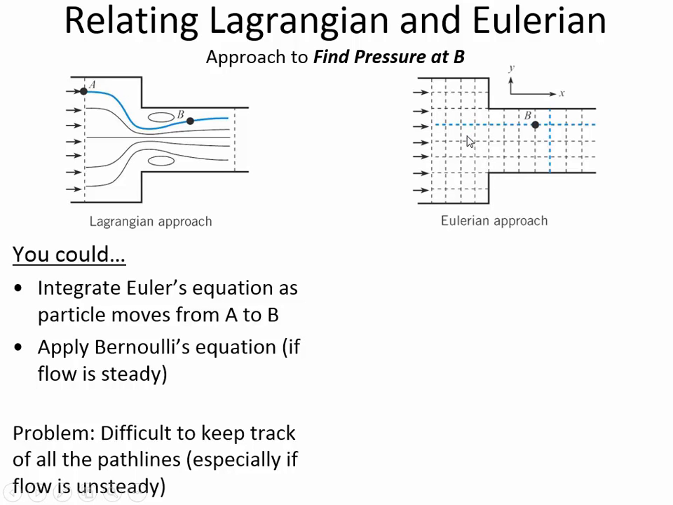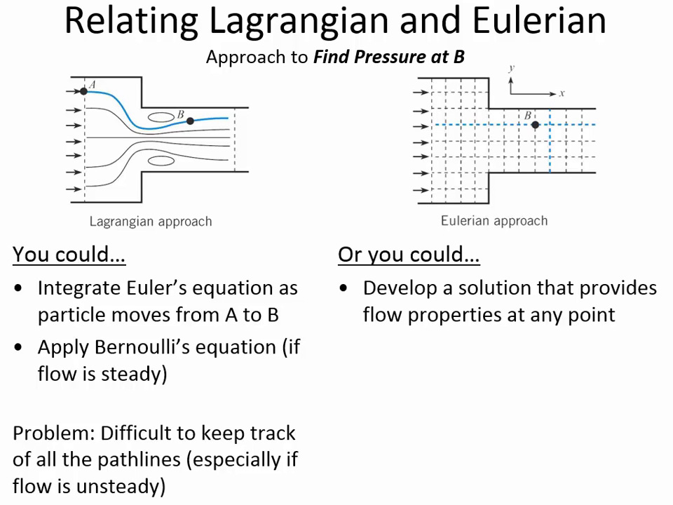Whatever momentum, for example, comes into an element must go out of an element unless that momentum is stored inside of the element. So momentum is a property that's related to mass, and so the properties go with the mass itself.